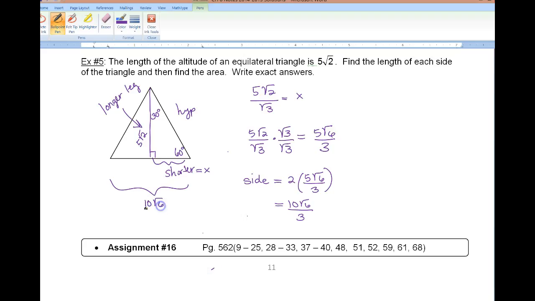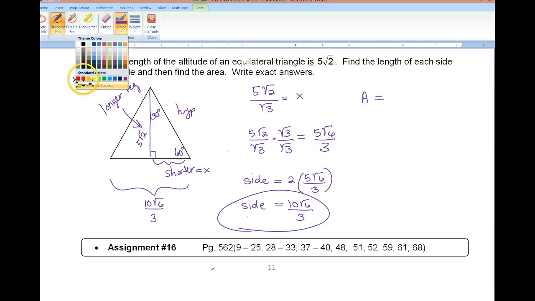Now the other part of the question. So this was one part. The side is equal to 10 root 6 over 3. Wait, isn't it supposed to be over 9? Okay, remember, I just told you, put 2 over 1. When you multiply fractions, you multiply straight across. So it's 2 times 5 root 6 and 1 times 3.